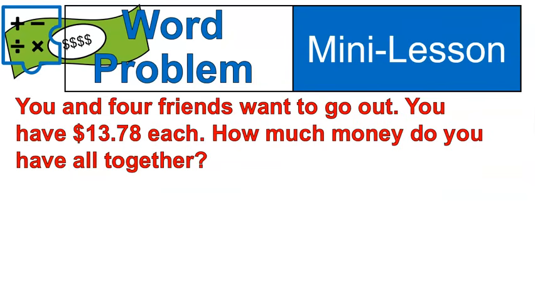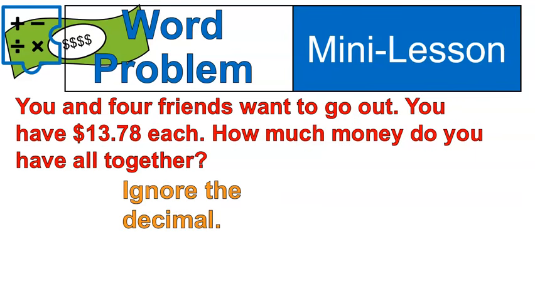Now, when we're talking about word problems with multiplying decimals, most word problems with decimals revolve around money. Most of them. So let's take a look at this. You and 4 friends want to go out. You have $13.78 each. How much money do you have altogether? We are going to write this out and ignore the decimal, right? Just like we did for all the other ones.